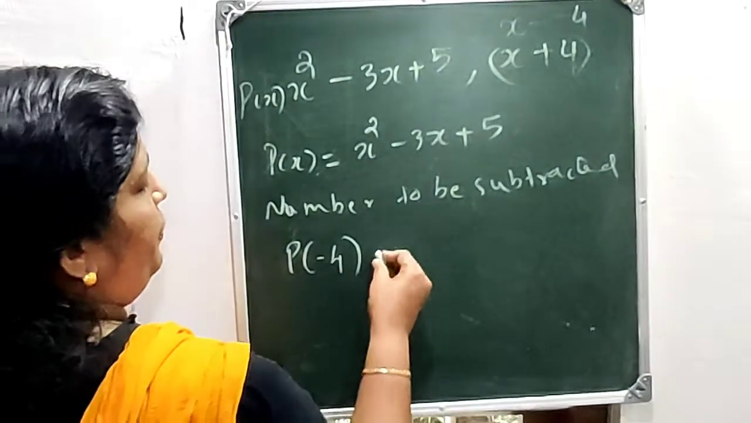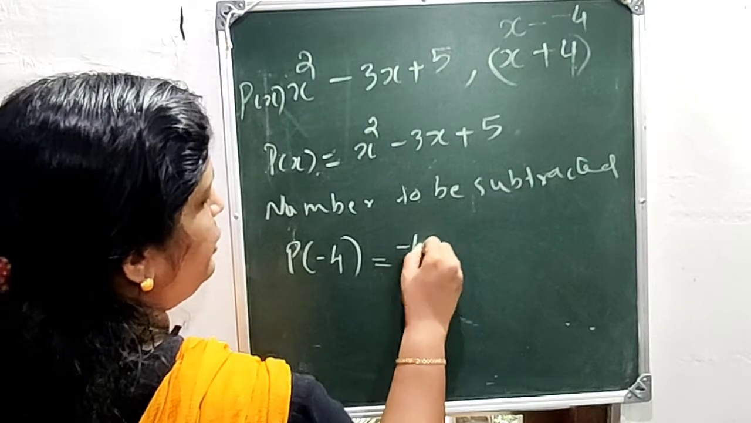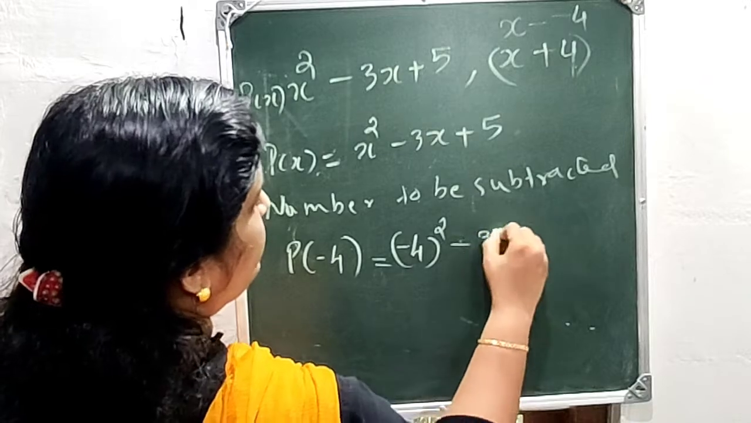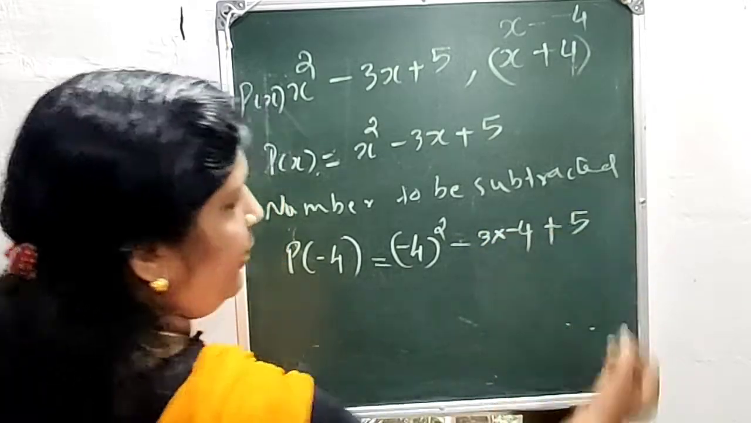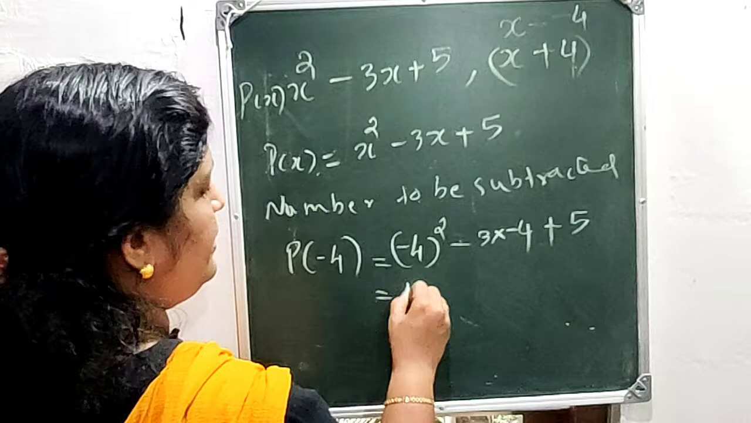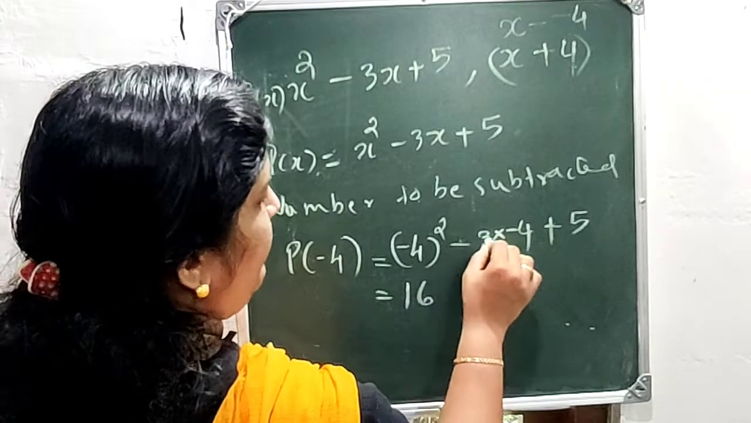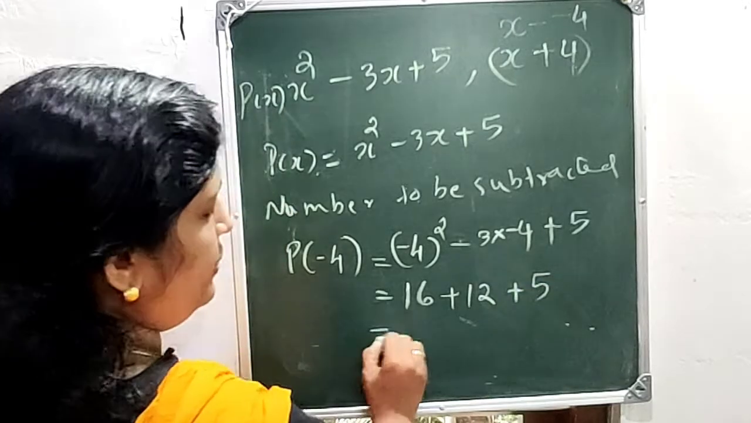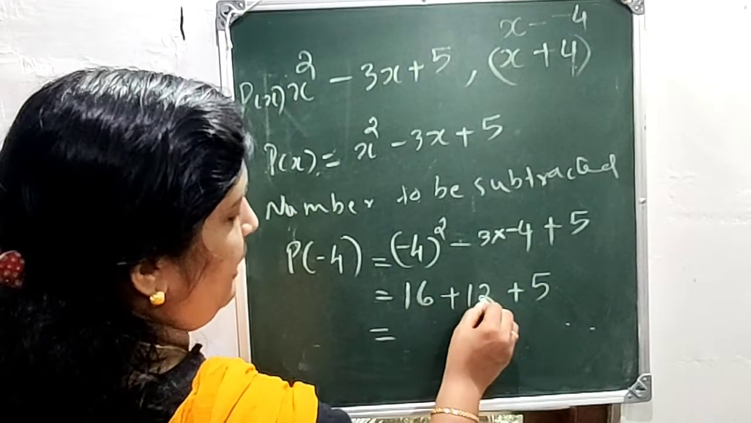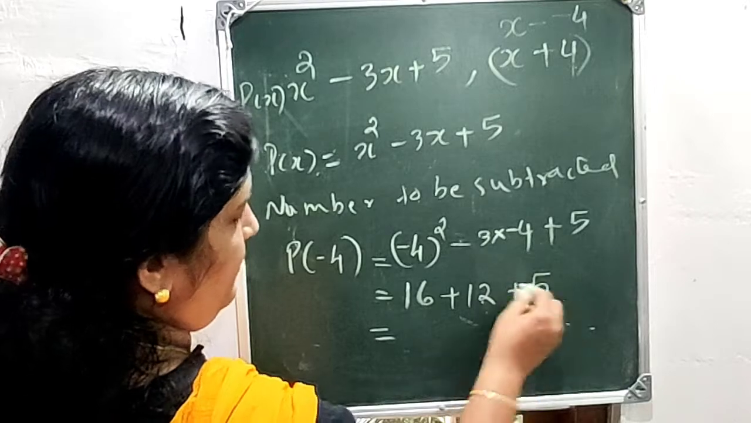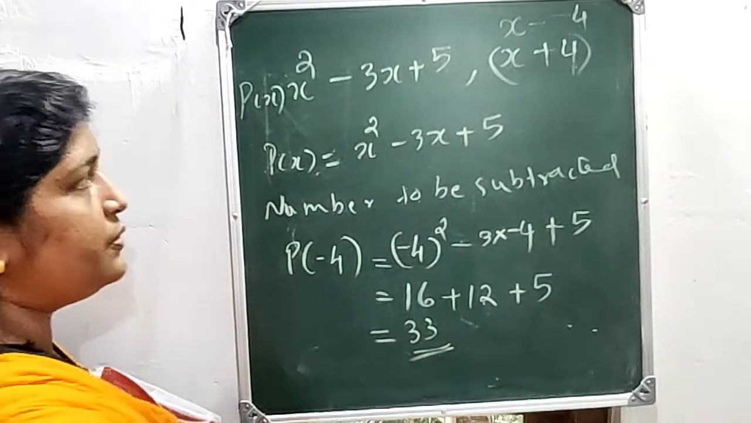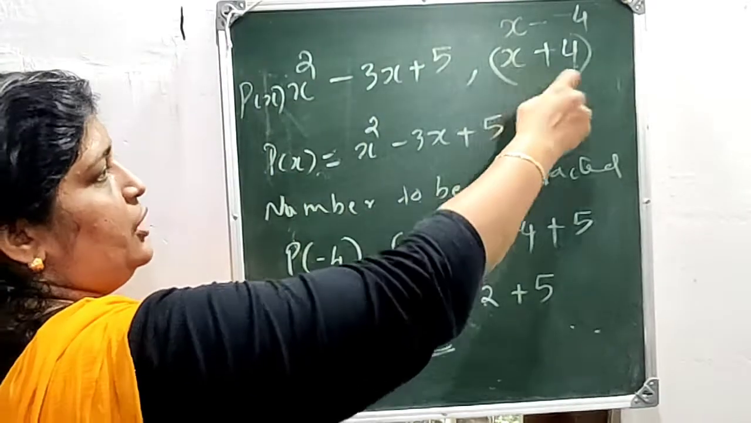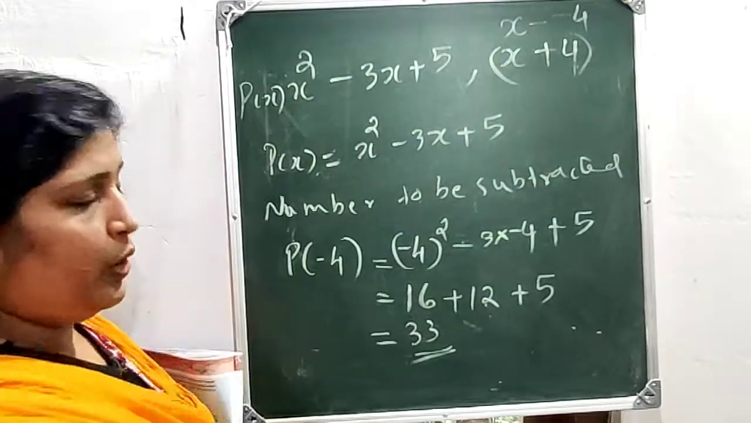So p of negative 4 is equal to negative 4 whole square minus 3 into negative 4 plus 5. So that is equal to 16. Then minus 3 into minus 4 is equal to plus 12 plus 5. So 16 plus 12 is equal to 28, 28 plus 5 is equal to 33. We need to subtract this 33 from this polynomial. Then this x plus 4 will be a factor of that polynomial.